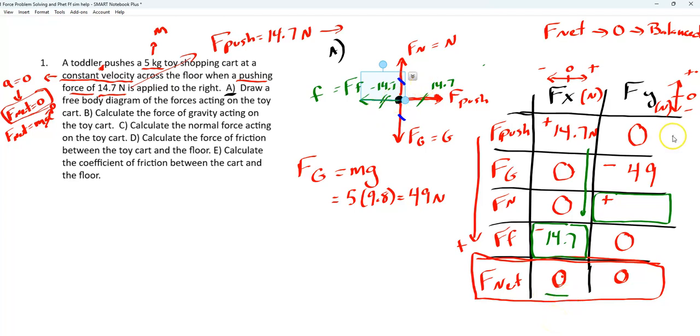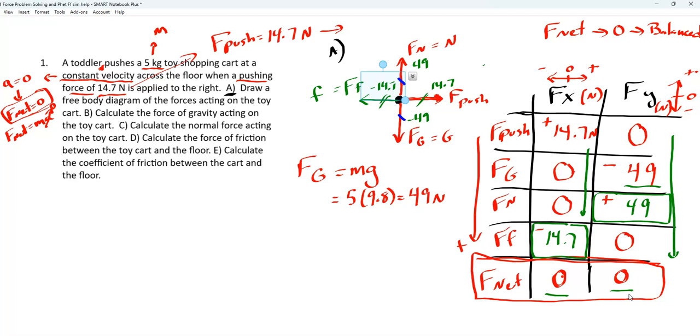Similarly, in the y direction, we're going to add the columns there. So we have negative 49 plus some number gets me 0. That's going to be a positive 49, because again, these are balancing out. These up and down forces, if we have 49 down, in order to keep it from accelerating downward, we need to balance it out perfectly and have 49 going up. So those are canceling out, and I get to 0 there.